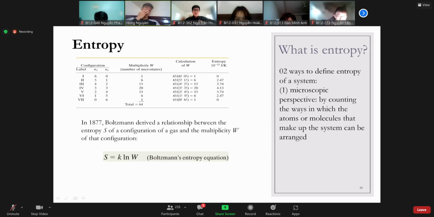The unit of entropy, you will see. Actually, it's joule per Kelvin, but you will see in the next part. So I propose that we take a break of 10 minutes, then we will start again.